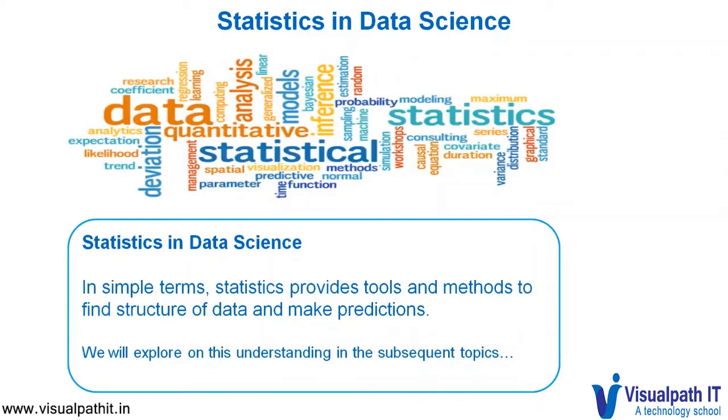And why is it important in data science? Statistics provides the tools and methods to find structure of data and make predictions. The ultimate goal of data science is to make decisions and predictions, and the statistics is one of the major tools which is used for that purpose.